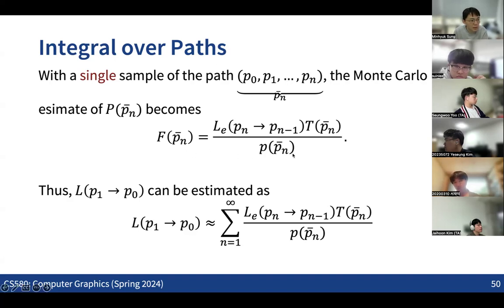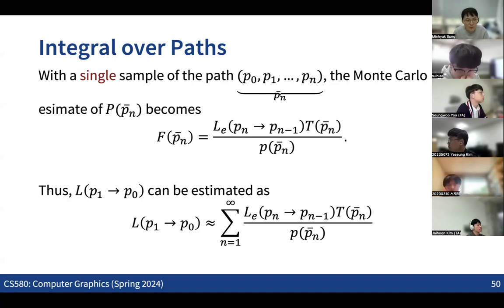So we have the Monte Carlo estimate for each P here, and then the light coming from this specific direction into the pixel P0 at the image plane can be computed as the sum of the single-sample Monte Carlo estimates from multiple trajectories. This is the basic idea of taking the integral over multiple paths, which sounds quite complicated, right?